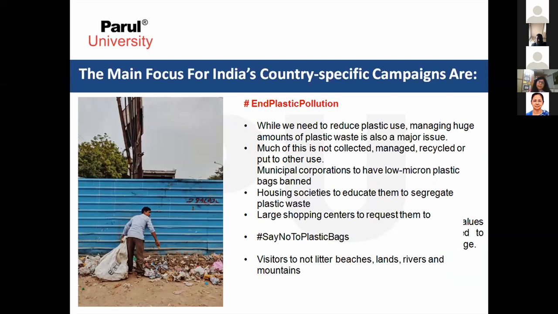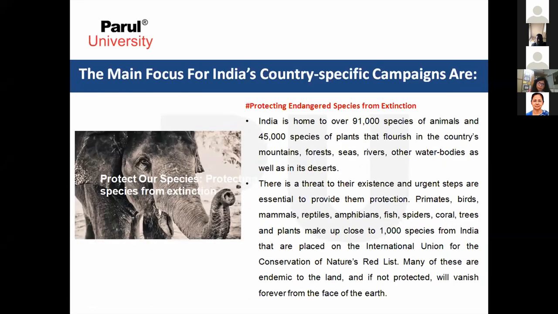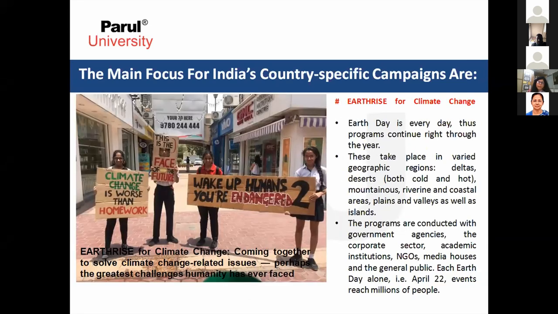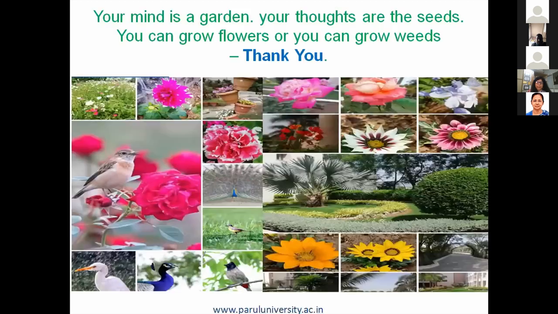The third is ending plastic pollution, where we need to reduce plastic use. Much of this is not collected, and generally the municipal corporations have banned low micron plastic bags. So Say No to the Plastic Bag was the biggest campaign carried out all over India. Then protecting endangered species from extinction, and Earth Rise for climate change, coming together to solve climate change related issues, perhaps the greatest challenge humanity has ever faced. So these are some of the campaigns carried out by the Government of India.